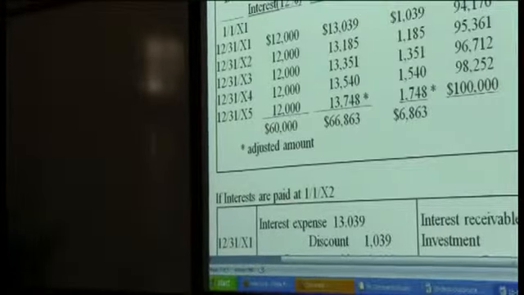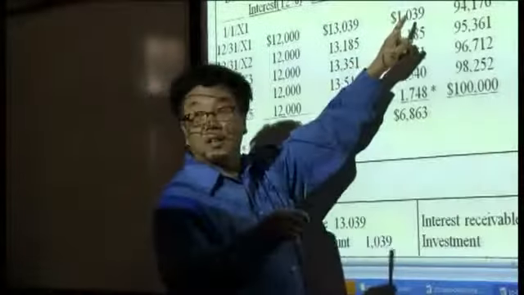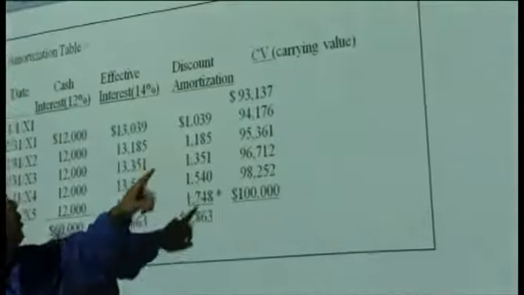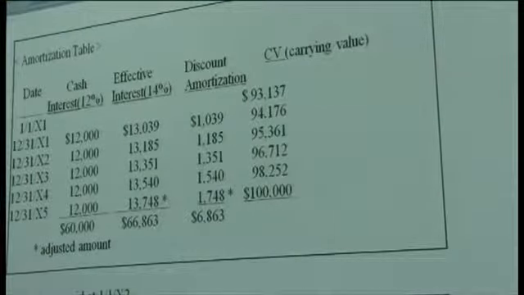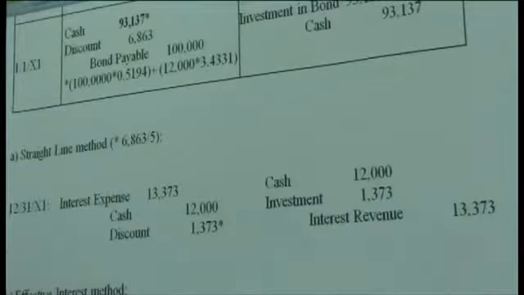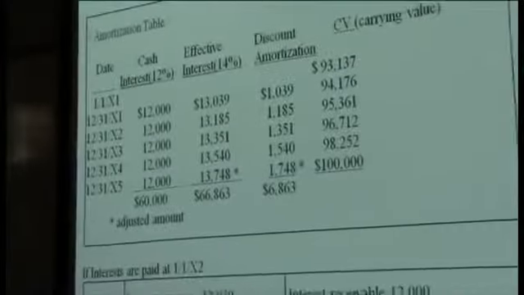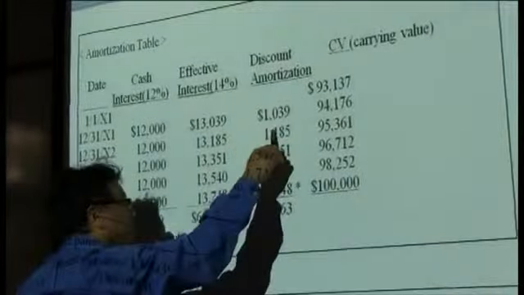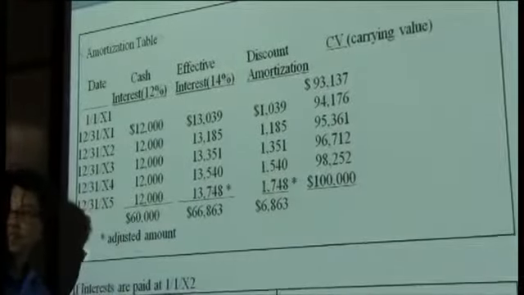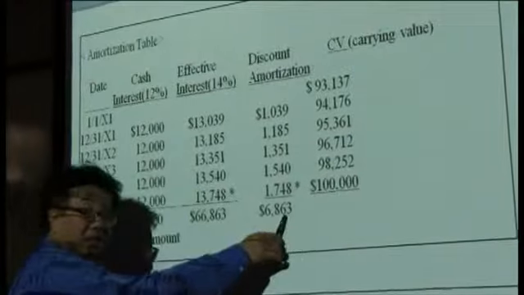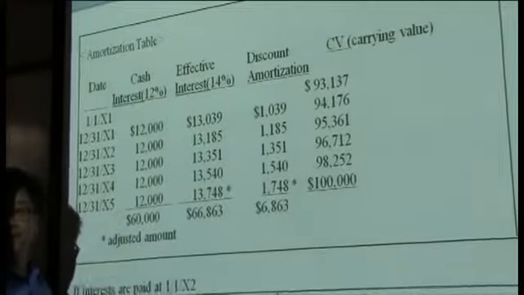So if I prepare this amortization schedule, it will be 1373. Remember that number? 1373, 1373, 1373, 1373, 1373. What's the total? 6,863. Same number.